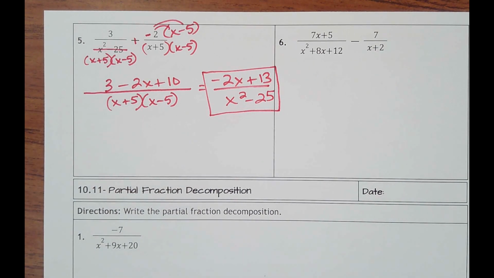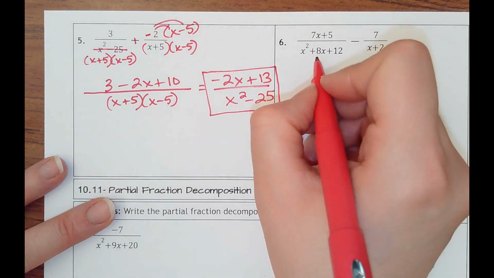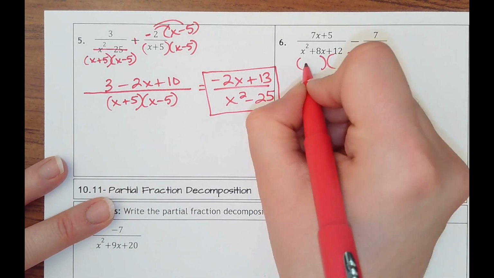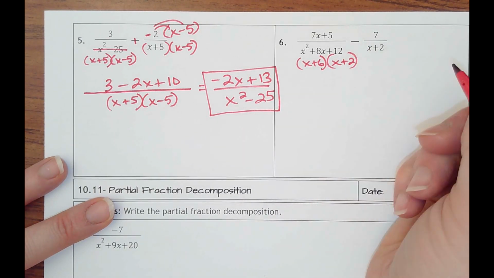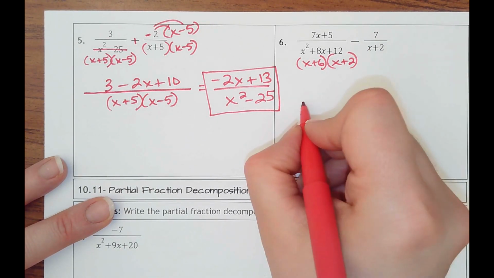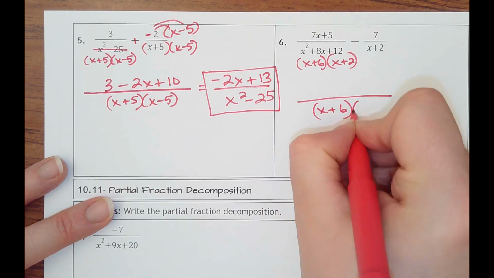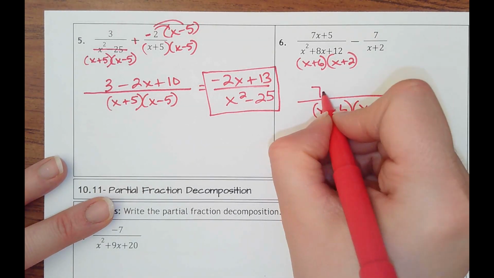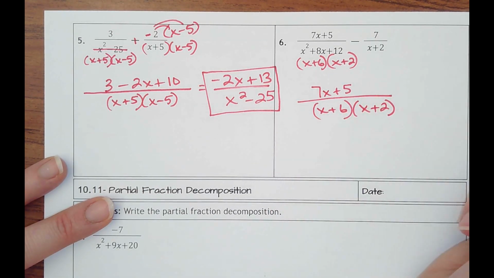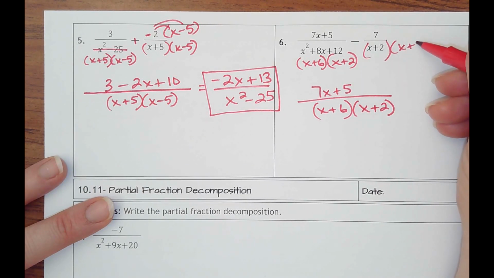And number 6, kind of the same thing. I've got a quadratic here that needs to be factored to see what made it. So I need two numbers that multiply to make 12 that add to make 8. That would be 6 and 2. So they share the x plus 2, but the different one is the x plus 6. So my common denominator will have both. Top fraction stays. Second fraction has the x plus 2. It needs a times x plus 6.